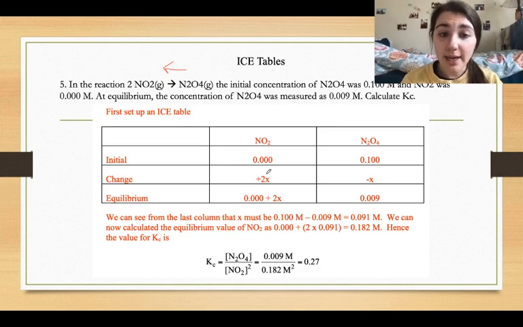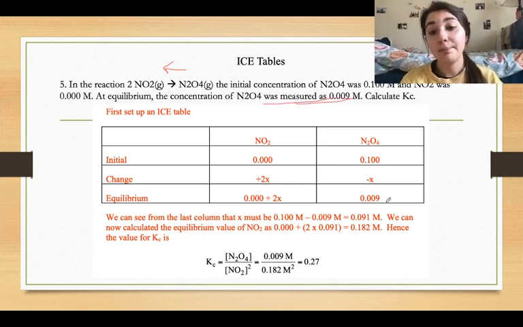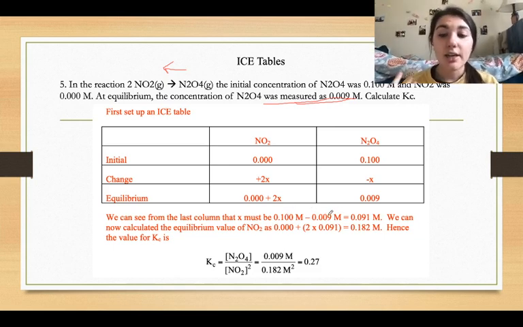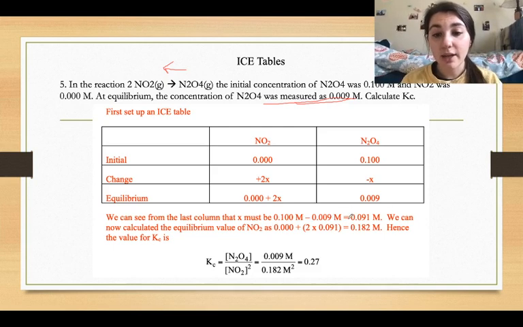So I have 0 plus 2x. And then I have overall 0.09 because that was told to me as what was going to be at equilibrium. So I can just plug that straight in. And this means I can find out that 0.1 minus 0.09, or 0.009, is going to equal this many moles, and this is going to be my concentration here. And we can now calculate this because I know that is going to be my X value. So then I can use this to find NO2, so I just plug in my X value, and now I have my two concentrations that I need.